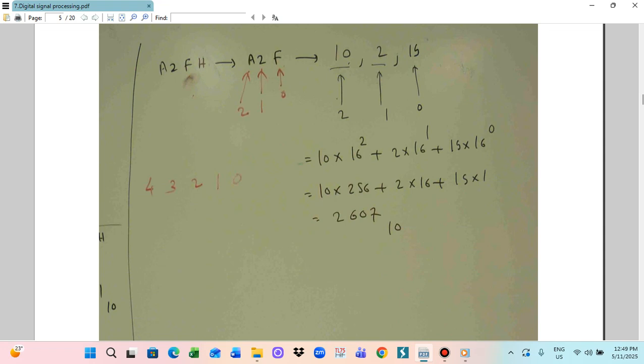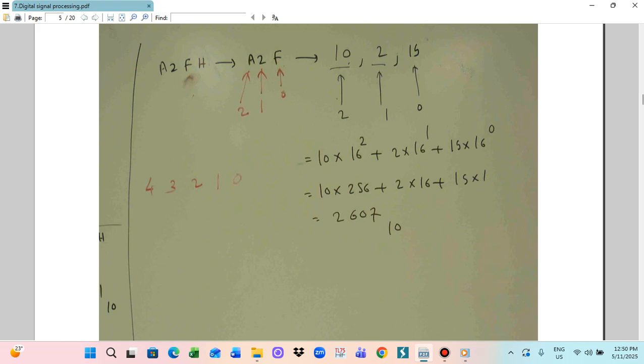So F is the same as 15. In this case, the 15 is at location 0, the 2 is at location 1, and the 10 is at location 2, because the 10 is coming from the A. So A is at location 2, 2 is at location 1, and F is at location 0. A is similar to 10, and 2 is 2, and F is similar to 15. So 10 is at location 2, 2 at location 1, and 15 at location 0.